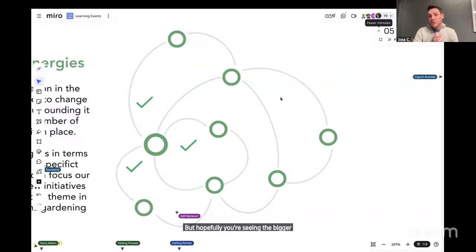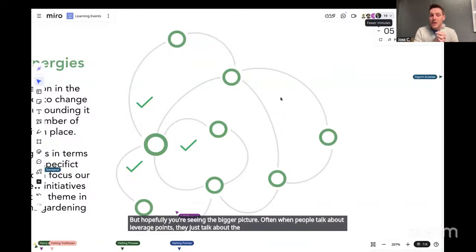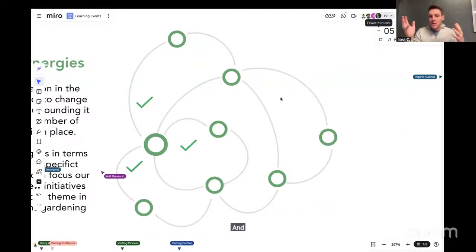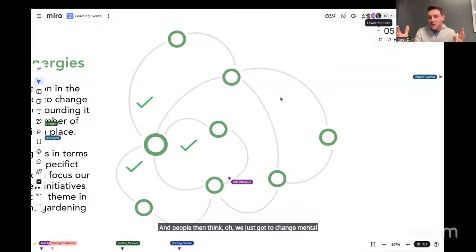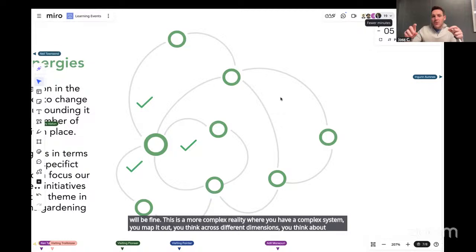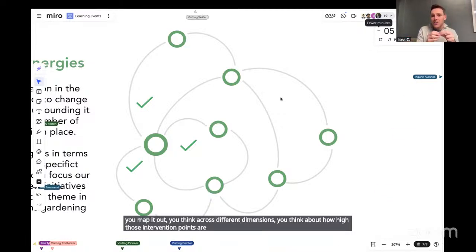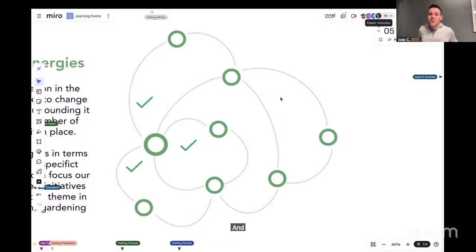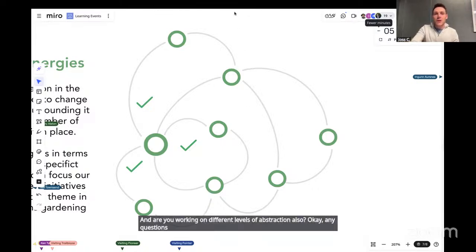Often when people talk about leverage points, they just talk about the iceberg model. And people then think, oh, we just got to change mental models and everything will be fine. This is a more complex reality where you have a complex system. You map it out, you think across different dimensions, you think about how high those intervention points are. Are they working synergistically together in a coordinated way? Are they sufficiently distributed across the system to actually change the system? And are you working on different levels of abstraction also? Okay, any questions or comments about this so far?